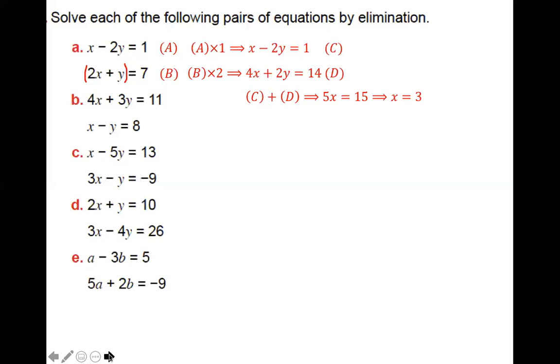Then you're going to sub your x equals 3. I'm going to do that maybe into B. So 6 plus y equals 7. Then it's just y equals 1, right? Because 6 plus 1 equals 7. Or you can do take away 6 both sides.